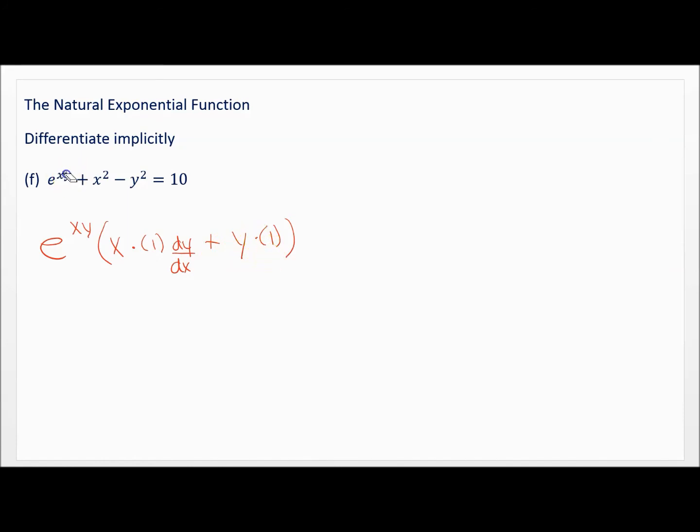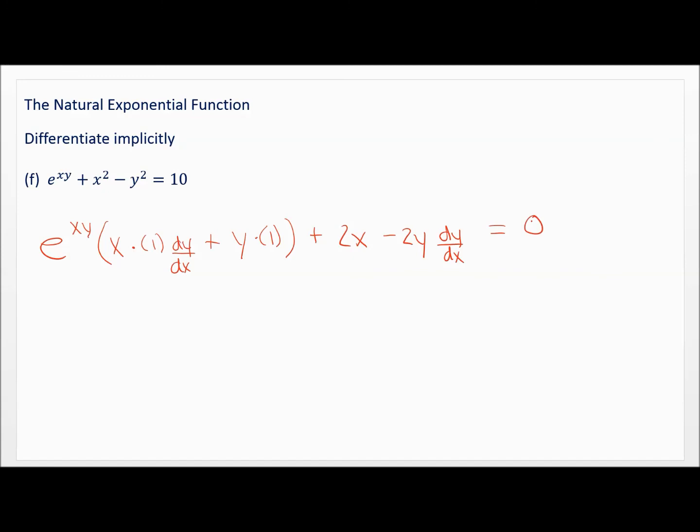Now I'm moving over to my second term, which is just x squared. The derivative of x squared is just 2x. And then the derivative of y squared is just 2y, but since I'm taking the derivative of y, I have to put times dy over dx. And then on the other side, the derivative of 10 is 0. So this is where we are. Make sure you follow that before we do anything else.